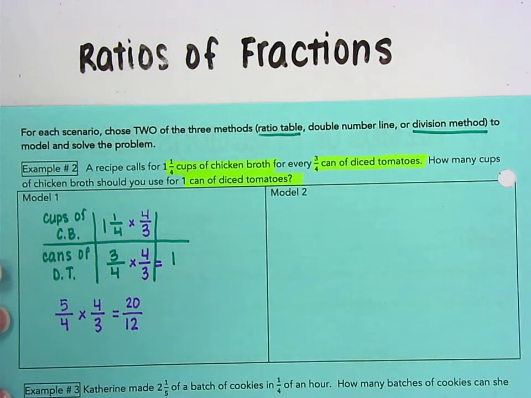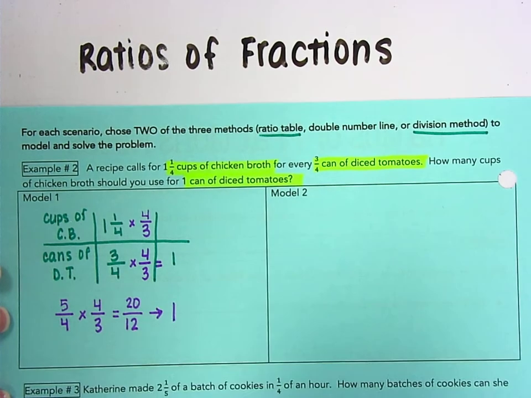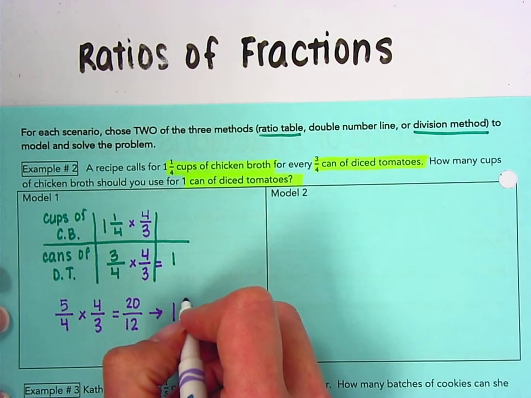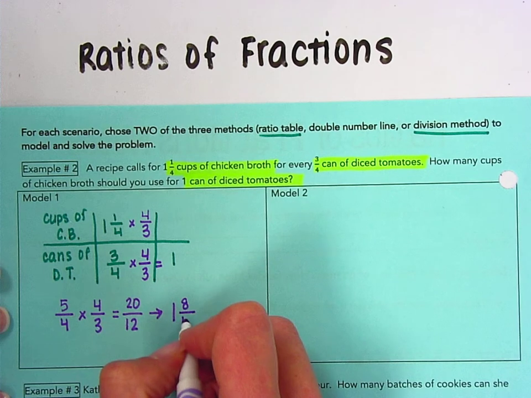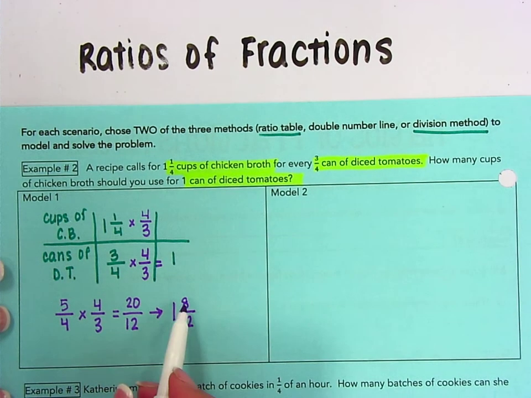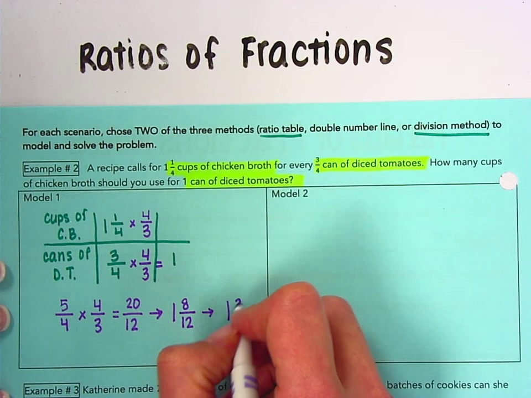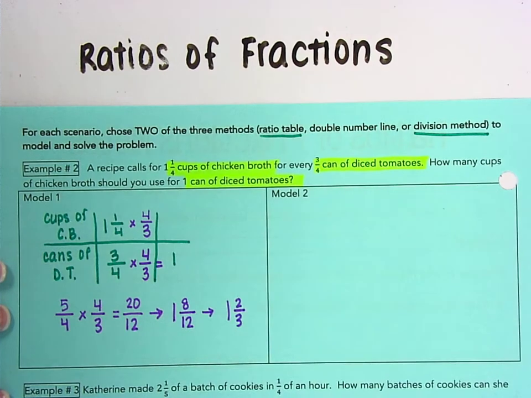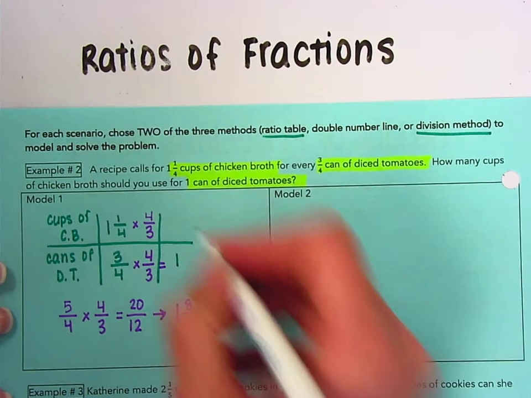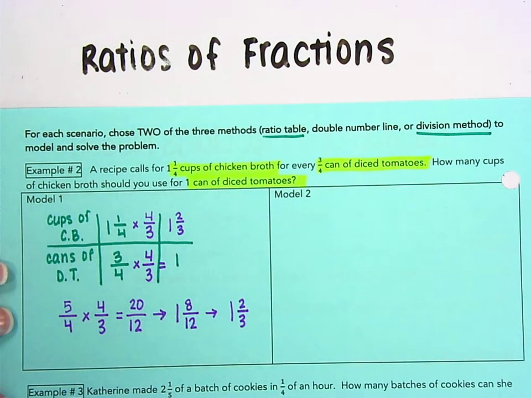We know we can simplify from here. We know that 12 goes into 20 one whole time, and we would need 8 more out of 12. We can still simplify here because I know I can divide both 8 and 12 by 4 to get 1 2/3. So we need 1 2/3 cups of chicken broth for 1 can of diced tomatoes.